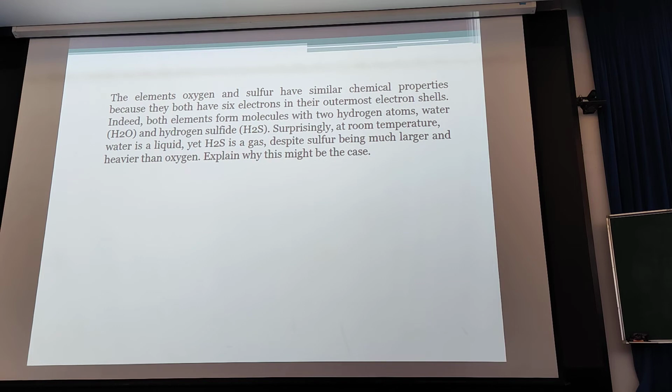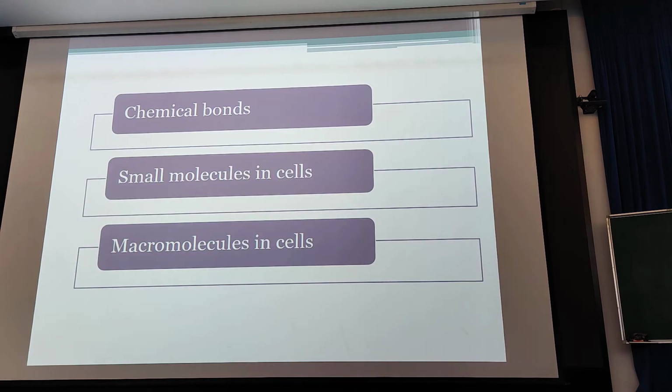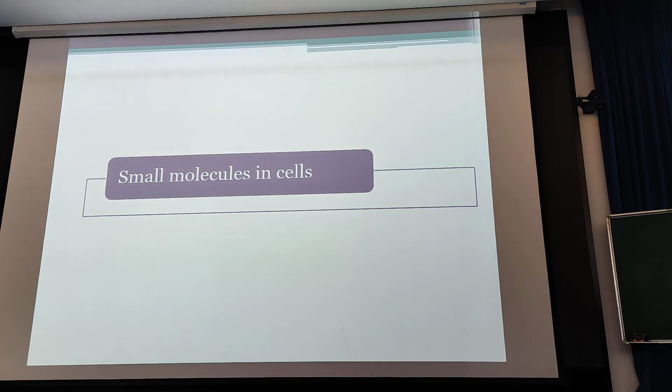Okay, we move to the next part because we don't have a lot of time. It's about the bonds, and why we use chemical bonds to explain so many compounds and reactions inside biology. Atoms with chemical bonds can make molecules, and we move to the first type of molecules inside our body, the small molecules in the cells.